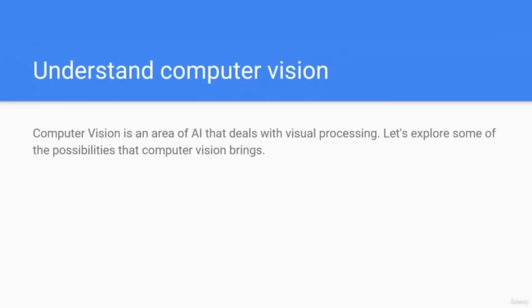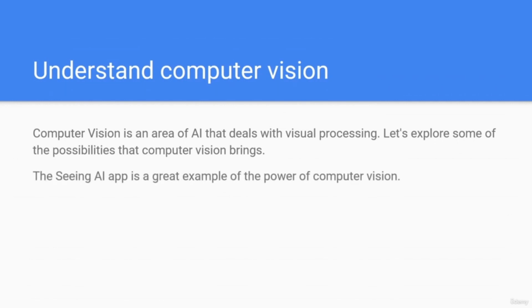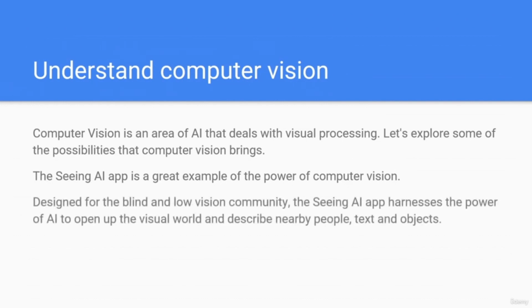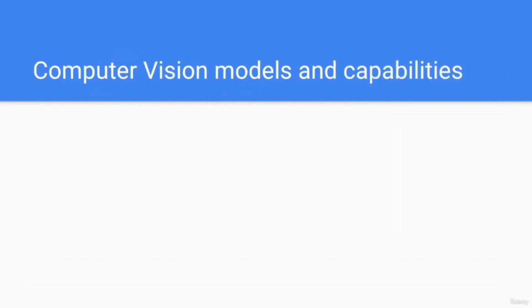Understand computer vision. Computer vision is an area of AI that deals with visual processing. Let's explore some of the possibilities that computer vision brings. The Seeing AI app is a great example of the power of computer vision, designed for the blind and low vision community. The Seeing AI app harnesses the power of AI to open up the visual world and describe nearby people, text, and objects.